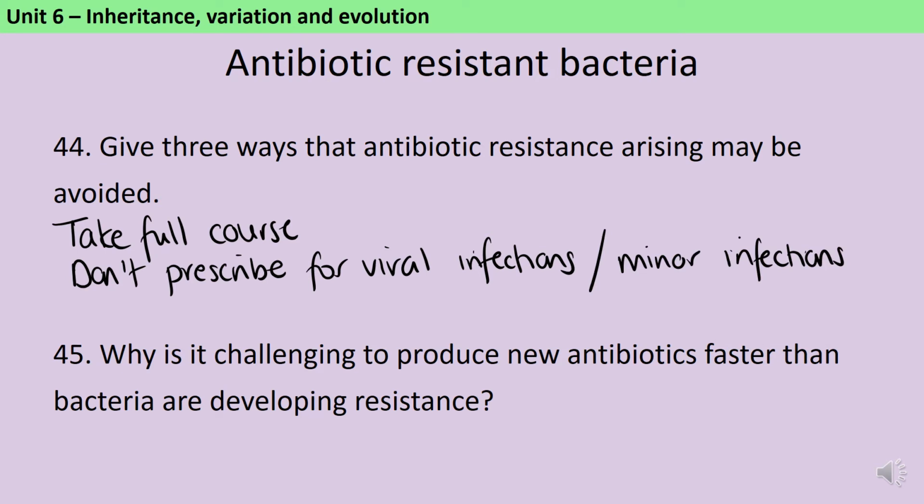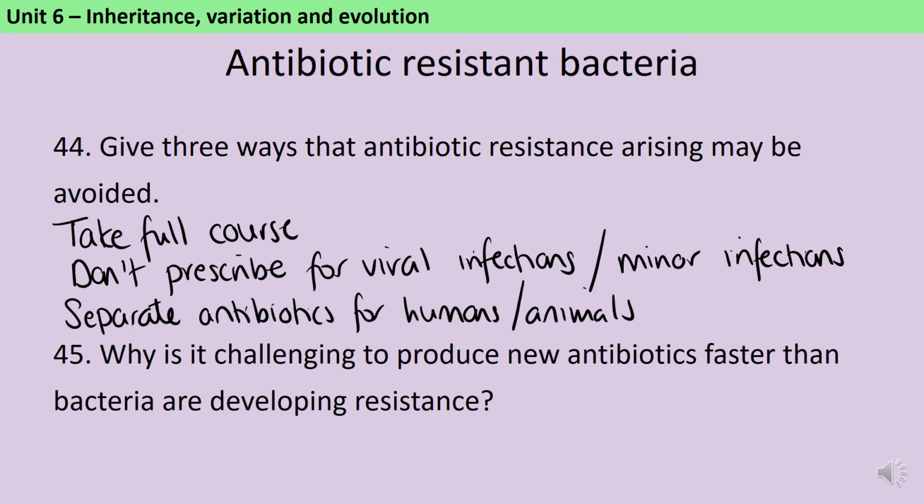Finally, it's important that the antibiotics that are used in agriculture, in other words, things that we feed to our chickens or to our cows, are not the same antibiotics as the ones that are being prescribed to humans. It can often be challenging to produce new antibiotics because developing them takes a really long time, and it also takes a lot of money.